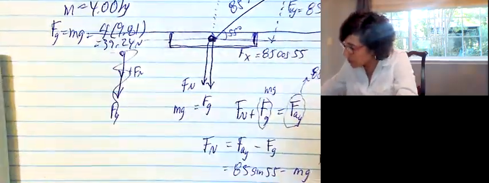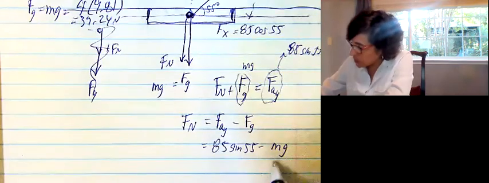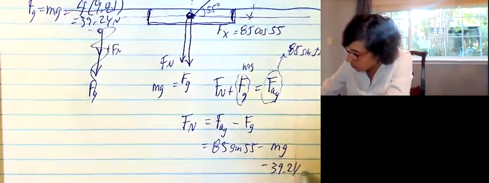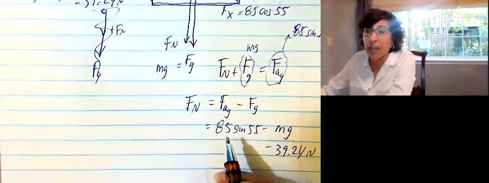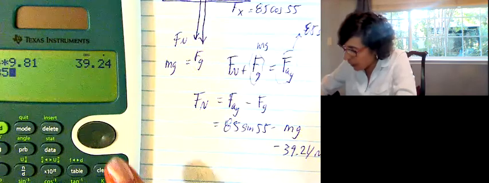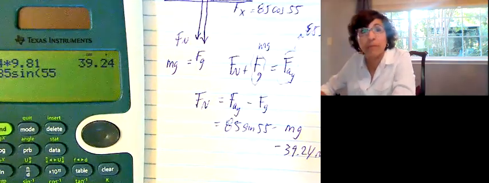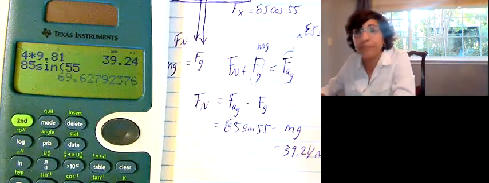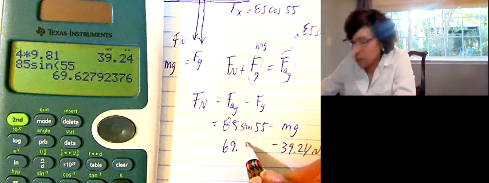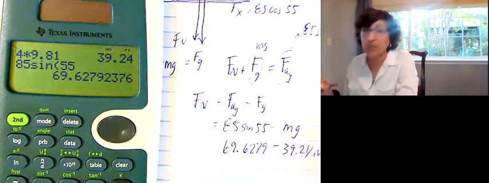39.24 newtons. So this guy right here, I'm going to go minus 39.24 newtons. And this guy here is 85 sine 55. Let's do that. 85 sine of 55. Make sure you can see that. And that's 69.6279, blah, blah, blah. I just leave it in my calculator.